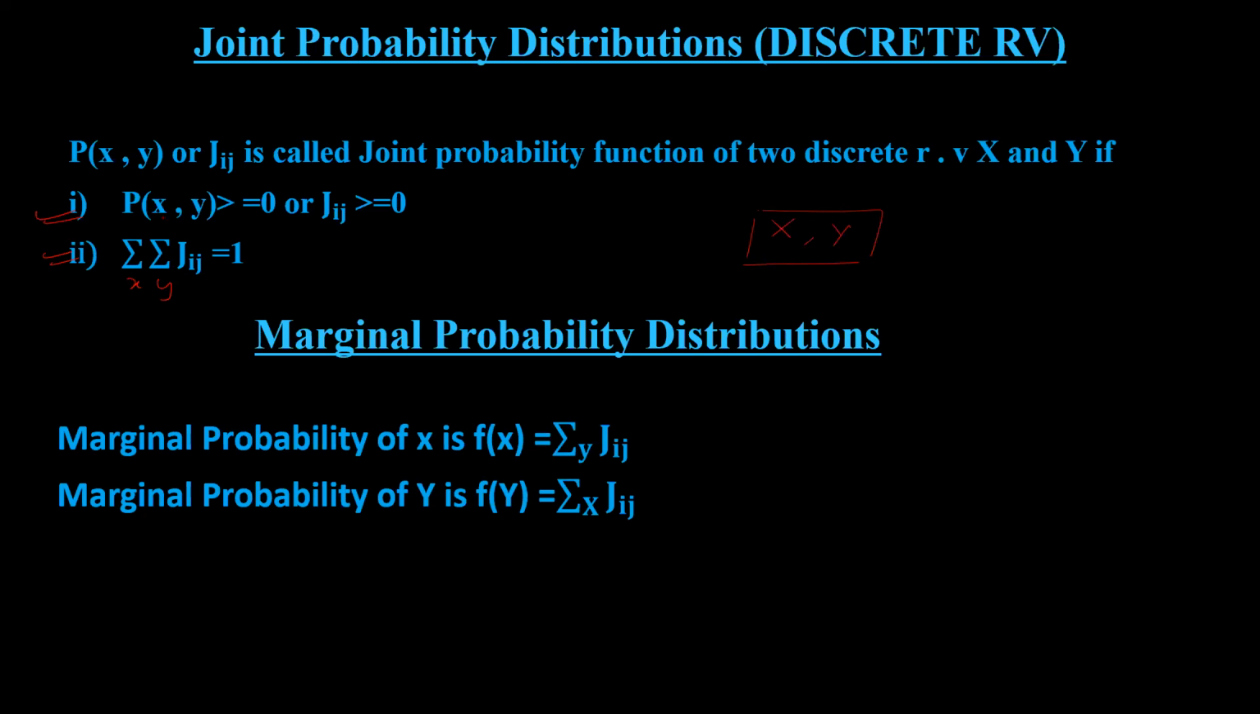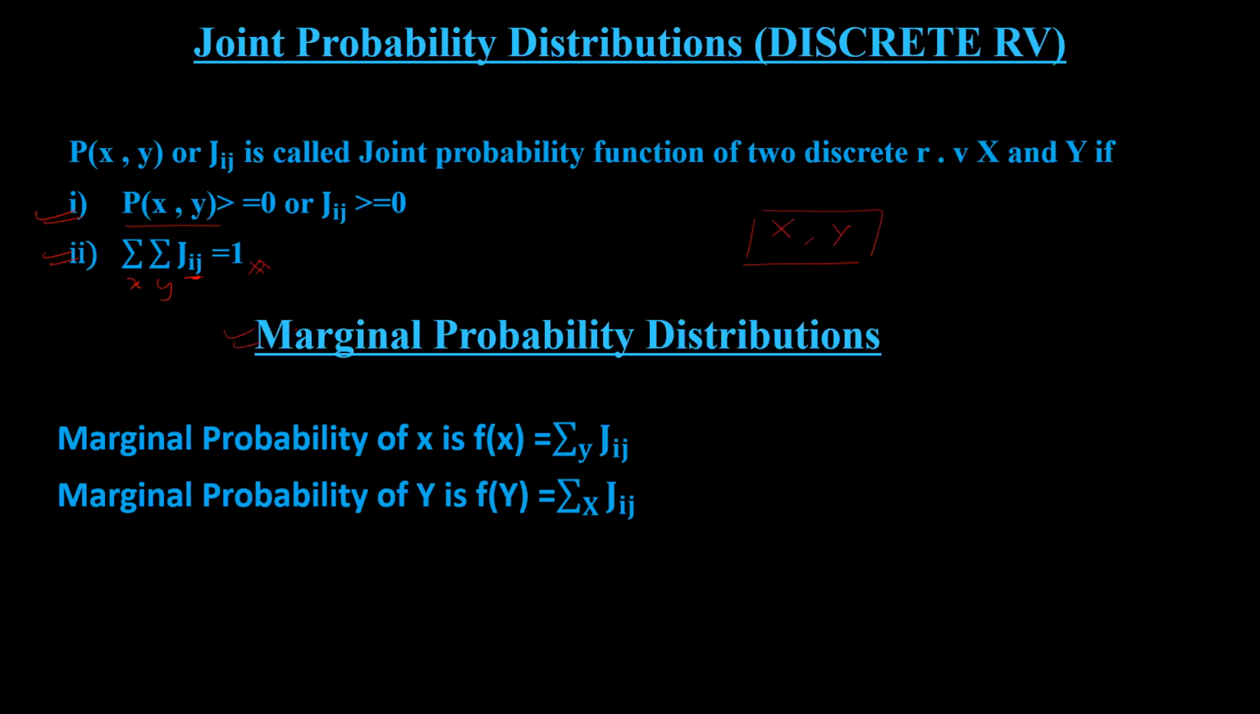The condition of joint probability is the same as what we have seen earlier: each probability should be greater than or equal to 0, and the summation of all Jij, what is Jij and all I will tell you in a while in the problem itself, when you add all that, the sum should be 1. So this is called the discrete case.